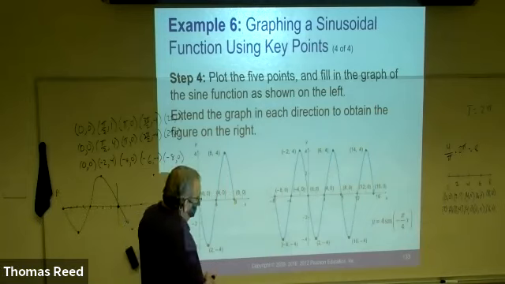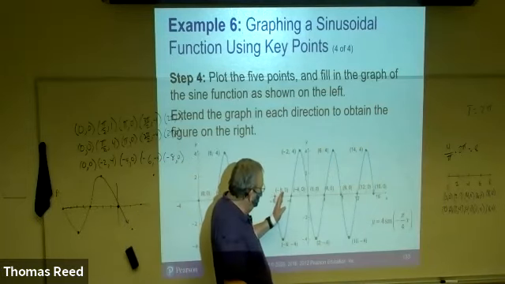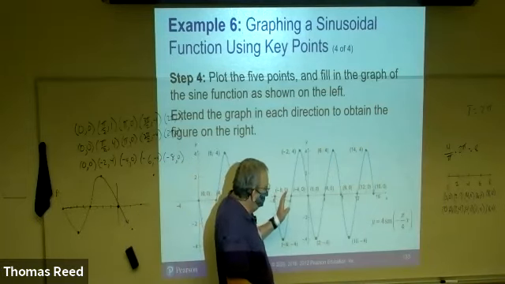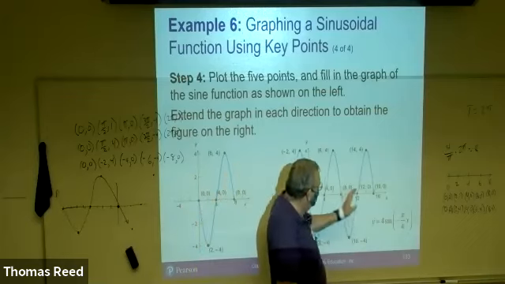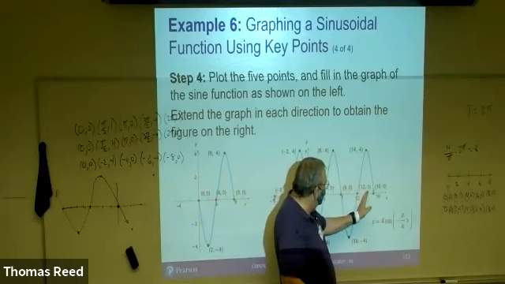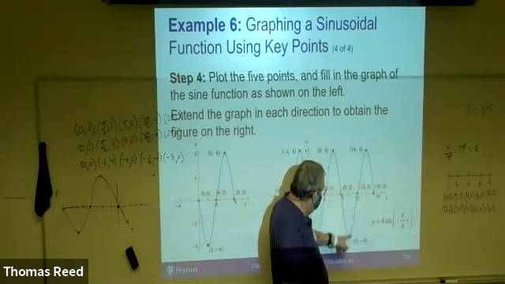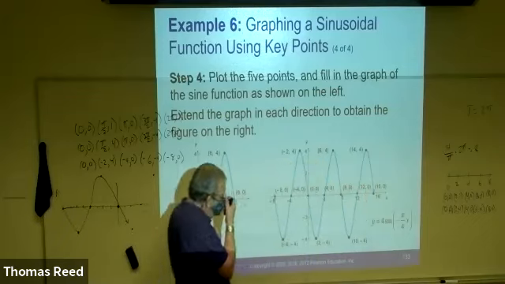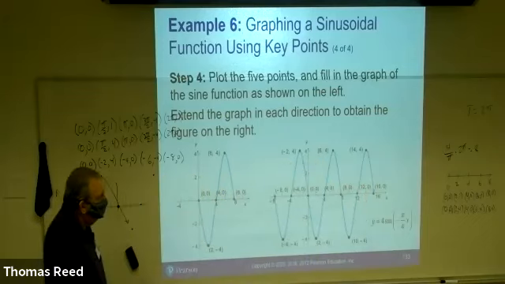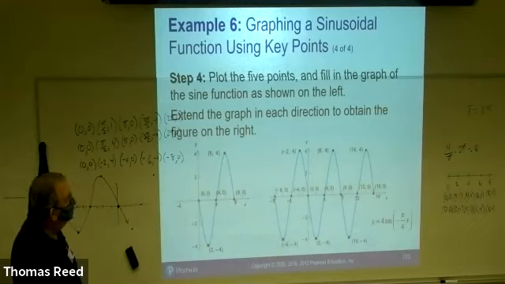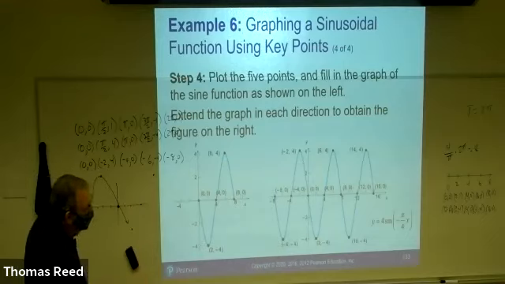Most times I probably come down half a period this way and half a period this way, just to show how it's going beyond that one period. So I extended out plus and minus 1/2 period. So I go down to -4 and go up to 12.